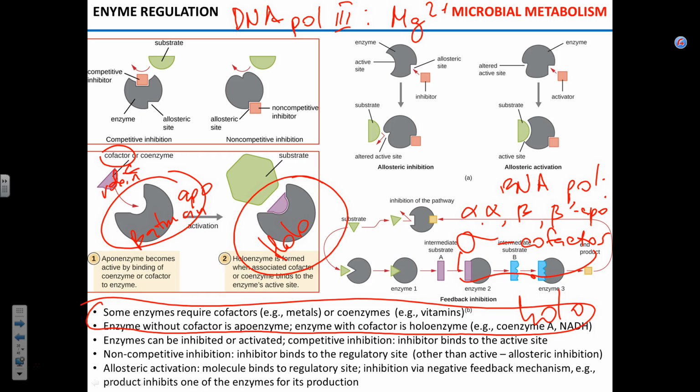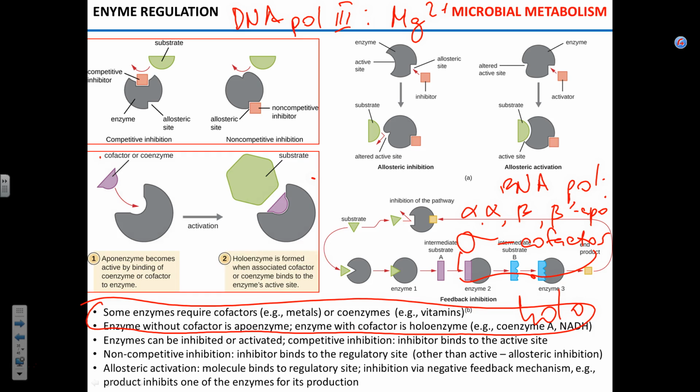Now, enzymes can be inhibited or activated. Let's start with inhibition. Now, here's an inhibition. It can be competitive or non-competitive. So competitive inhibition is when the inhibitor competes with the substrate for the active site. Okay? So let's say Jeff and I want to sit on the same chair. That would be competitive inhibition. Does that make sense? Whoever gets there first.